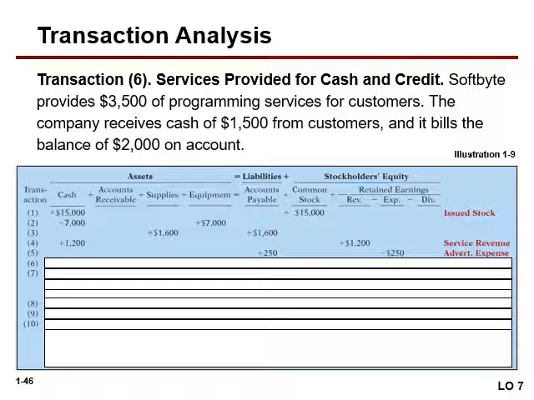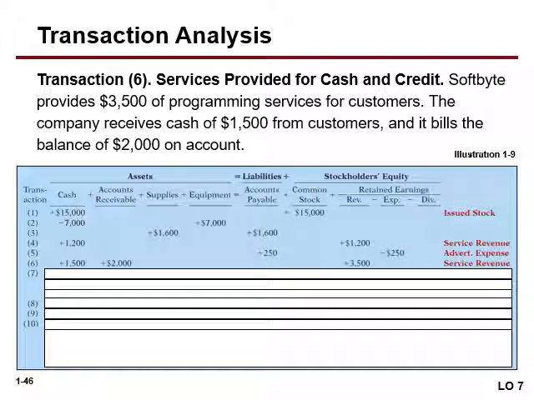Transaction number 6, service provided for cash and credit. In this transaction we have a compound transaction. 3 items will be affected, or 3 accounts will be affected: 2 accounts under assets and 1 account under stockholders' equity.